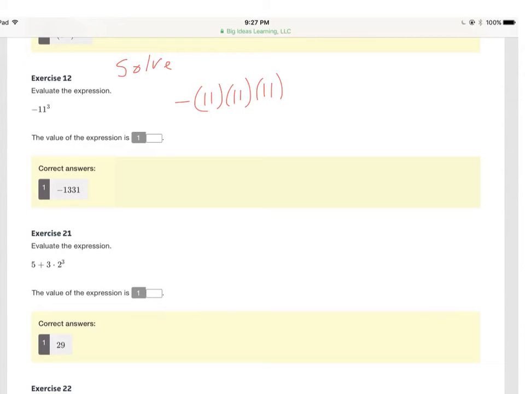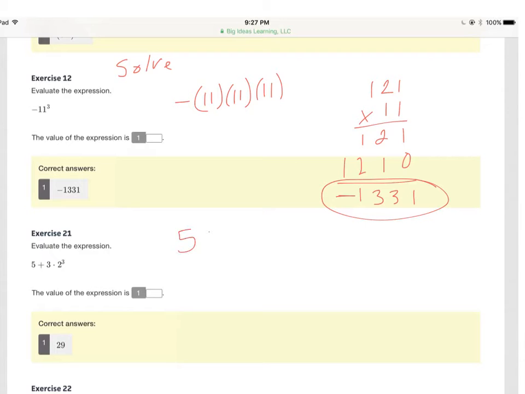So 11 times 11 is 121. And 121 times 11 is going to be 1,331. And then there's a negative. That negative that's out in front, we have to attach that. So our answer is negative 1,331.